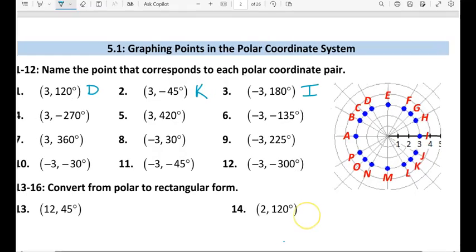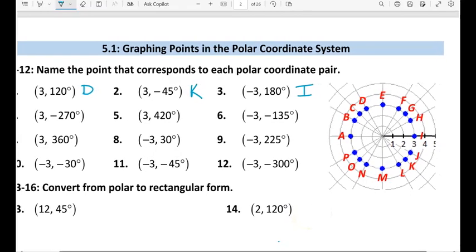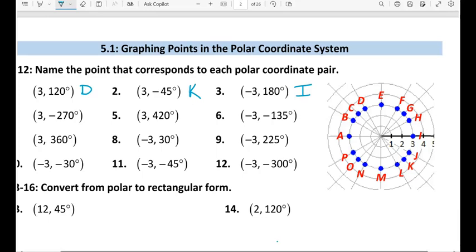For number 4, 3 comma negative 270, I'm going to rotate negative 270 degrees. So if I rotate negative 270 degrees, that will be in the clockwise direction. There's the negative 270 degree spoke. 3 units away from the origin on that ray is at point E. For number 5, we need to rotate to positive 420 degrees. So that's 360 degrees plus an extra 60 degrees. And then 3 units away from the origin there is point F.